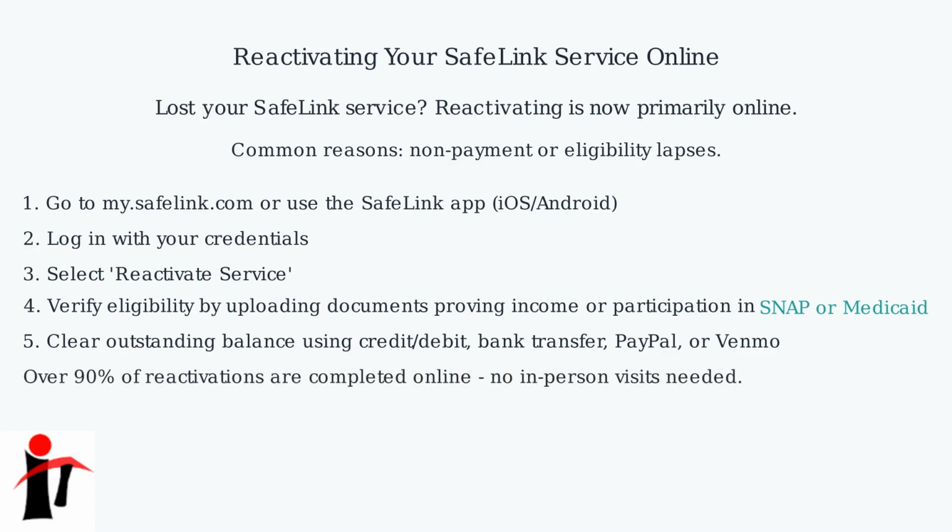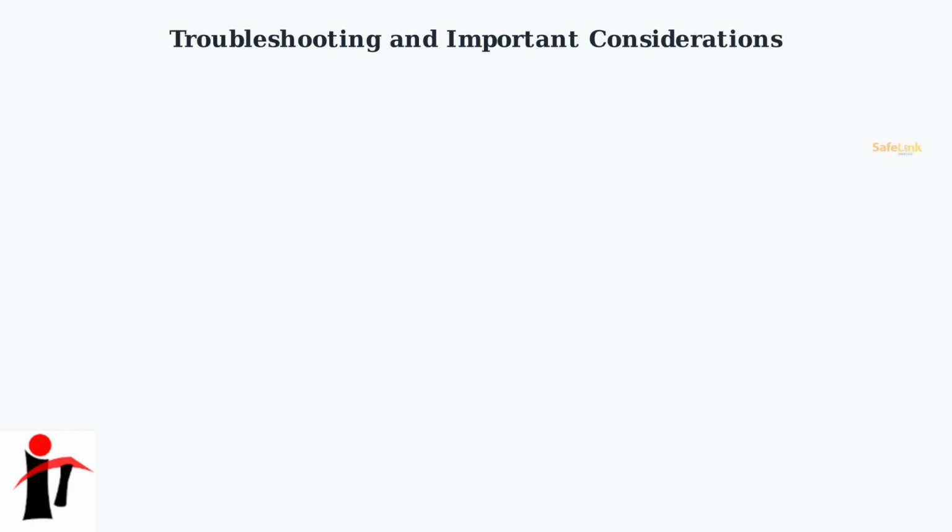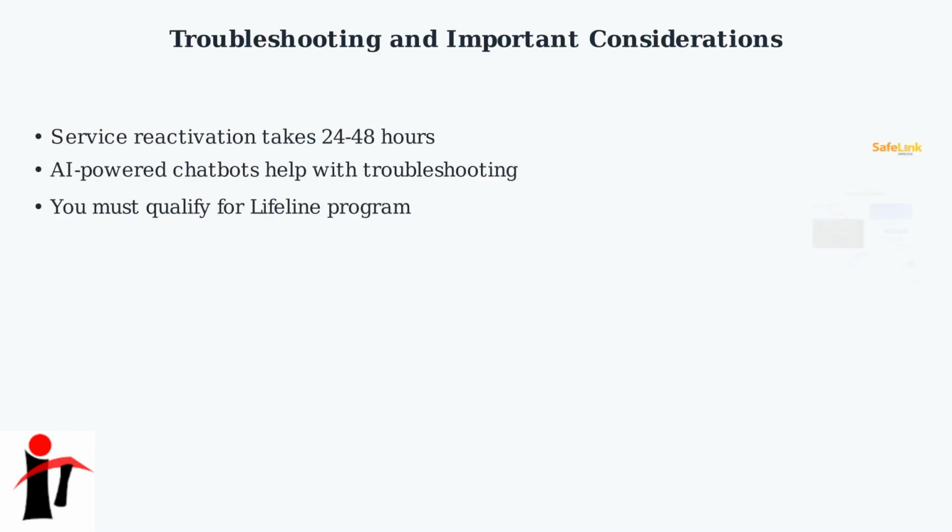For most cases, you do not have to visit in person to complete this process, with over 90% of reactivations being completed online. If needed, the portal also allows you to request a replacement SIM. Service reactivation typically takes 24 to 48 hours. If you encounter issues, SafeLink's online portal has AI-powered chatbots for instant troubleshooting.